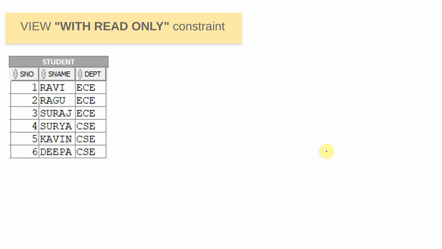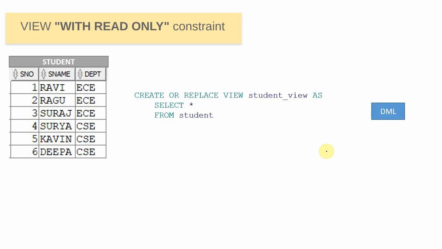What is the with read-only constraint? Now that we have created the table called student and we have created a view called student_view. Obviously, this view will display all the information of the student, and since this is a simple view, we will be able to do the DML operation. That means any DML we perform on the view will automatically reflect on the base table.